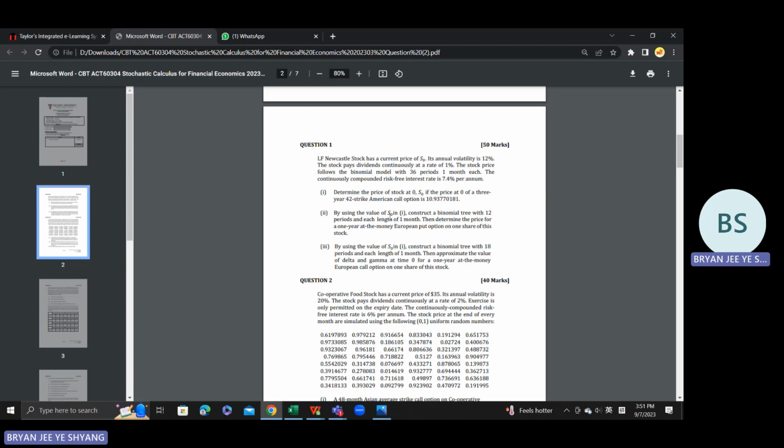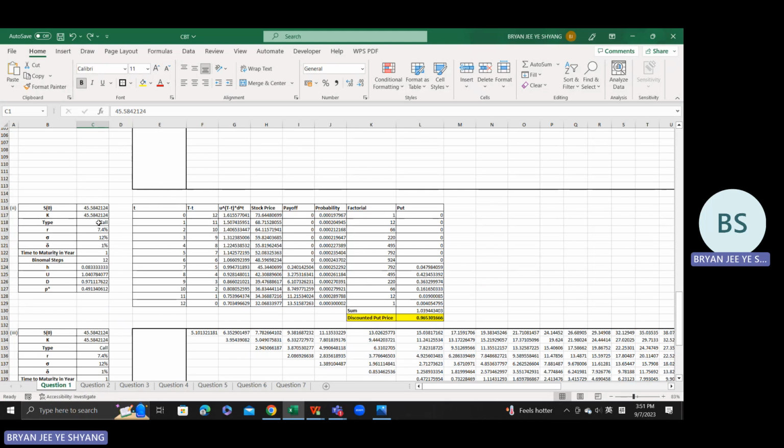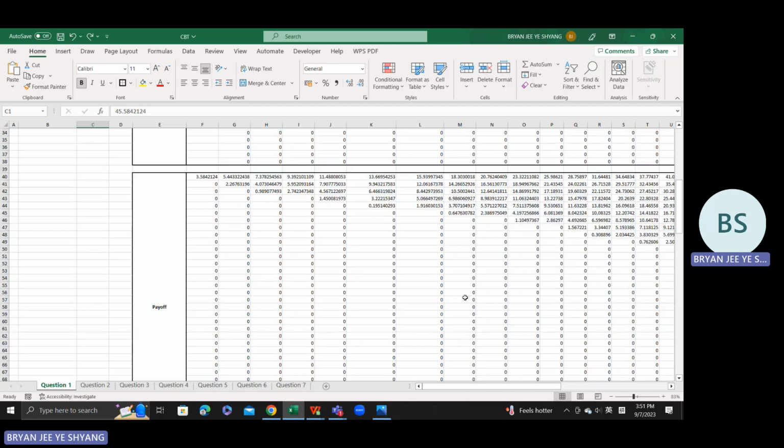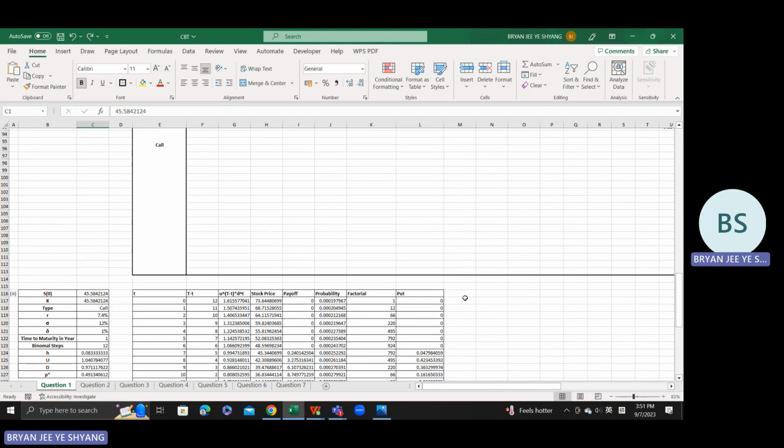By using the value of S0 in question 1, construct a binomial tree with 12 periods and each length of 1 month, then determine the price for a 1 year at the money European put option on one share of this stock. So at the money means that K equals S0. So our K is equal to 45.5 at 42124. And then because this is a European option, we don't need to construct a table like question 1, because that was an American option. We just need to calculate the value for the last period.